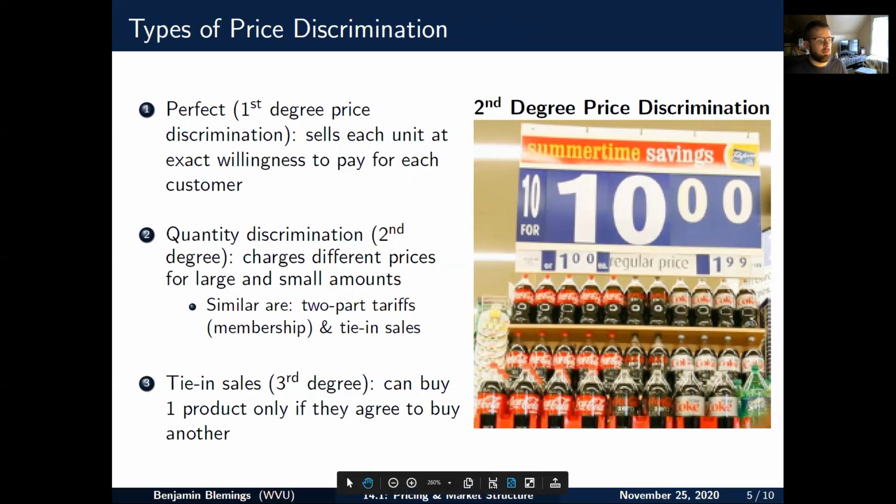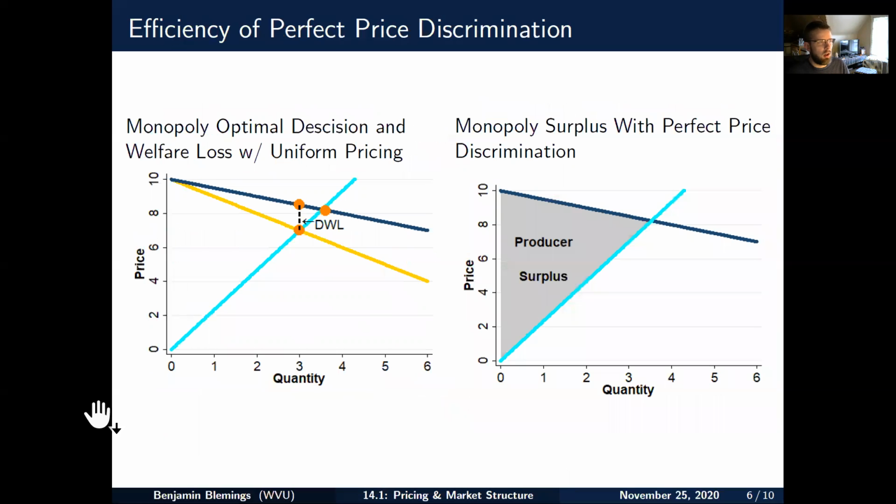And some more types are like two-part tariffs, like a Costco membership, where you pay for the membership and then also for whatever units you buy. And then tie-in sales is called third degree price discrimination. But we're going to focus on first degree perfect price discrimination in this class. And so what's really interesting about perfect price discrimination is that, last class we showed you that there's this deadweight loss that comes from uniform pricing and optimal monopoly decision making.